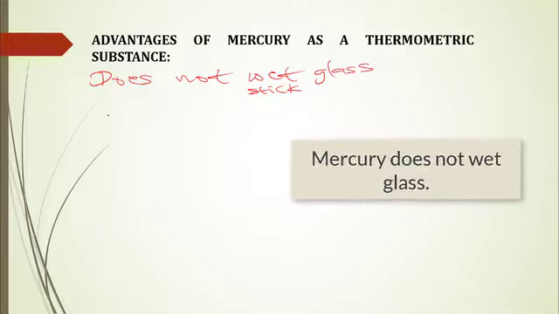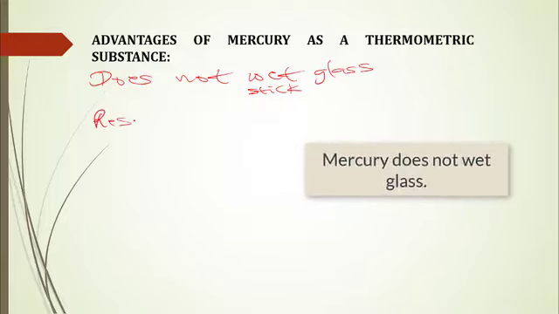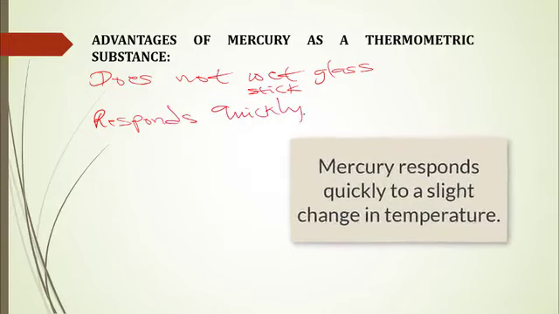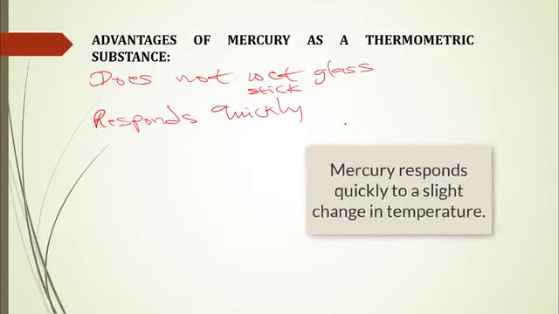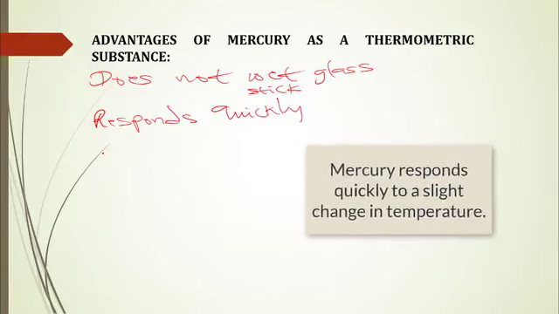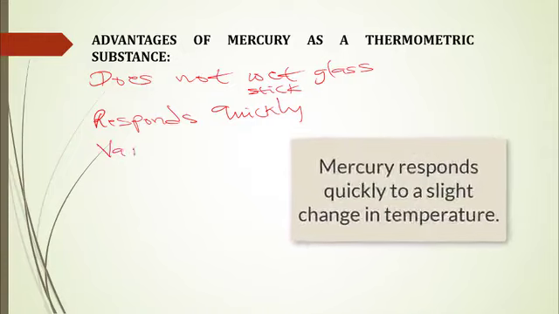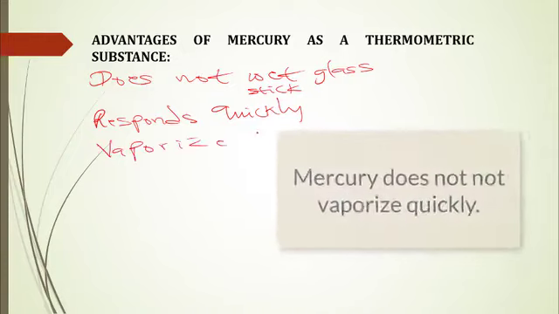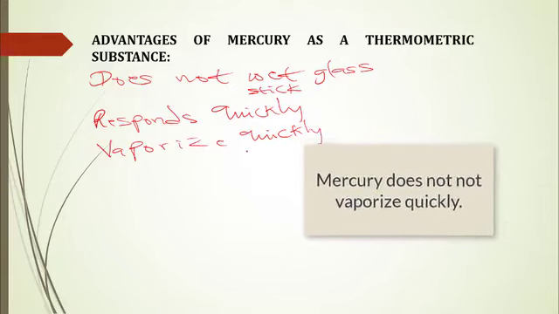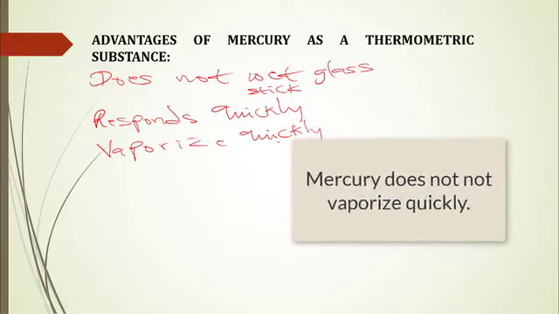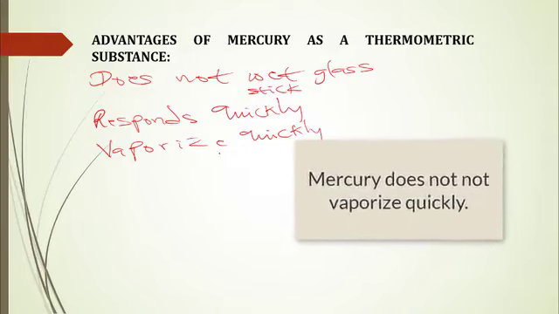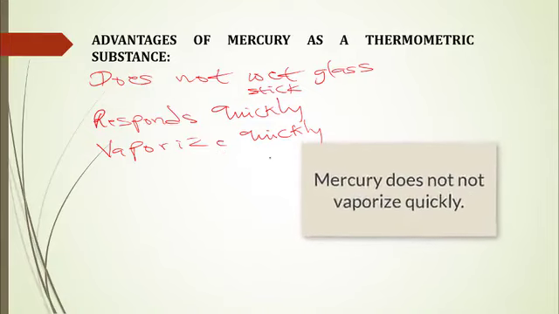The second advantage is that mercury responds quickly to a slight change in temperature. It is very volatile. It responds quickly to a slight change in temperature. The third one is that mercury does not vaporize quickly. Because it does not vaporize quickly, it can be relied upon to be a thermometric substance, unlike others that seem to evaporate at a very slight increase or change in temperature.